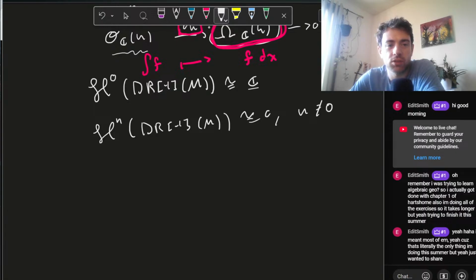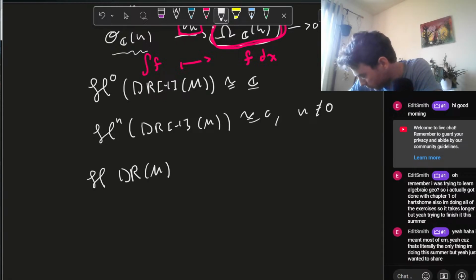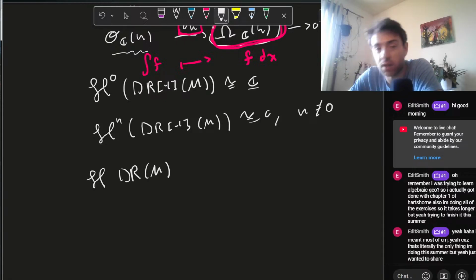And in particular, this was the de Rham sequence shifted by 1, which means the actual de Rham sequence, which is what we're interested in, has cohomology in degree... I always get my shifts backwards. -1. Pretty sure it's -1. Yeah.